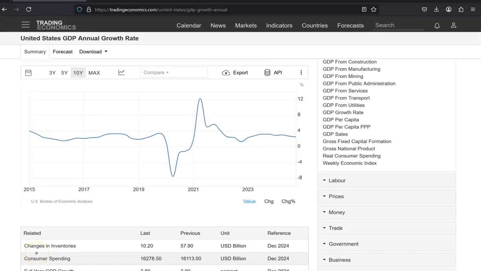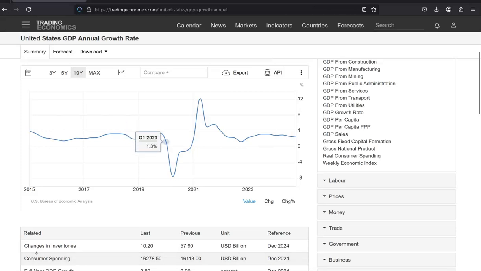Hi, students. Let's take a look at some questions from the chapter on economic growth rate. This is 10 years of data for the US economy of GDP annual growth rate.